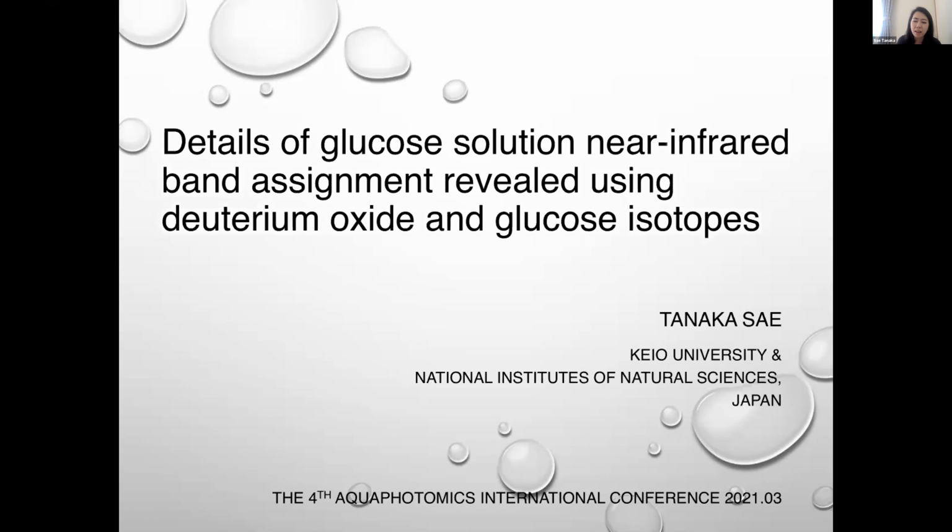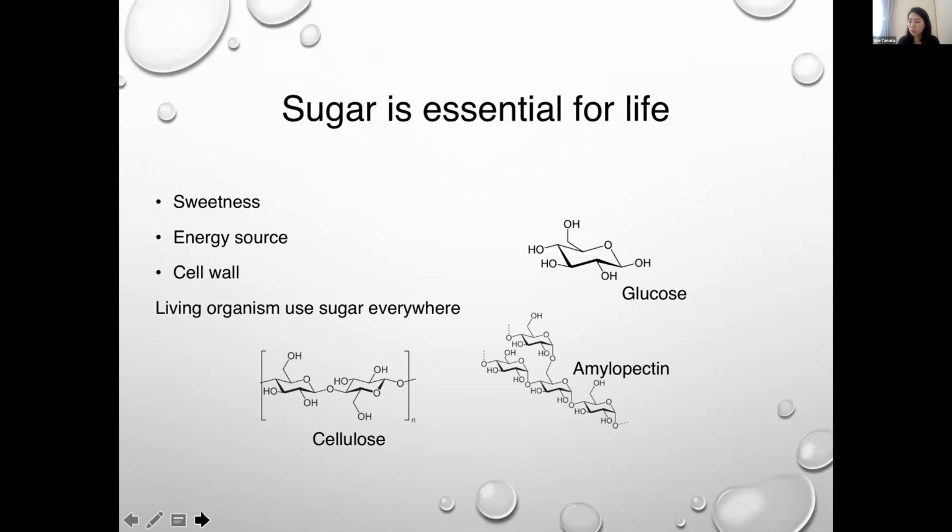Today, I'd like to talk about the spectra of the glucose solution, especially focusing on the anomer structure. Sugar is essential for living organisms. It gives us not only sweetness, but also energy to work. In particular, glucose is the most abundant sugar molecule in living organisms and in the world. It can bind each other to make polymer for energy stock or plant cell wall, or bond other molecules like protein and work as molecular recognition part.